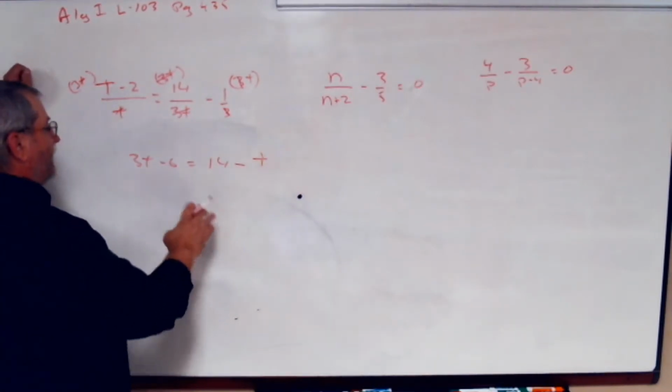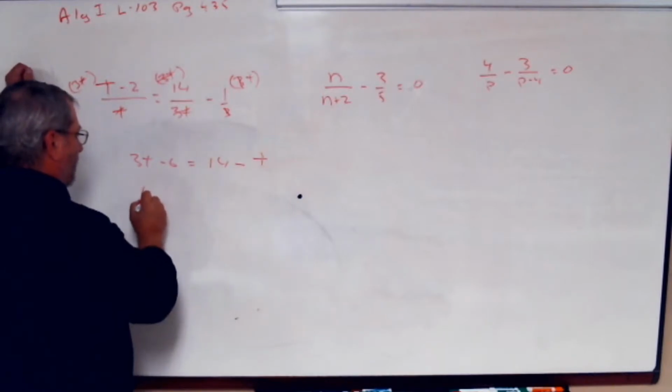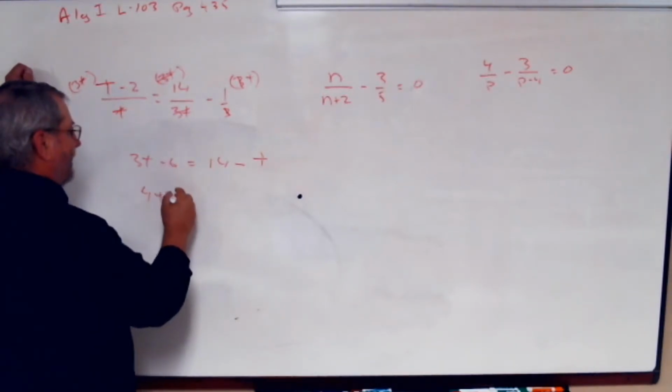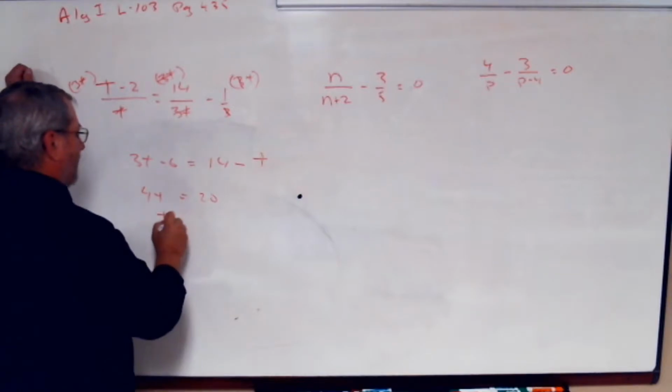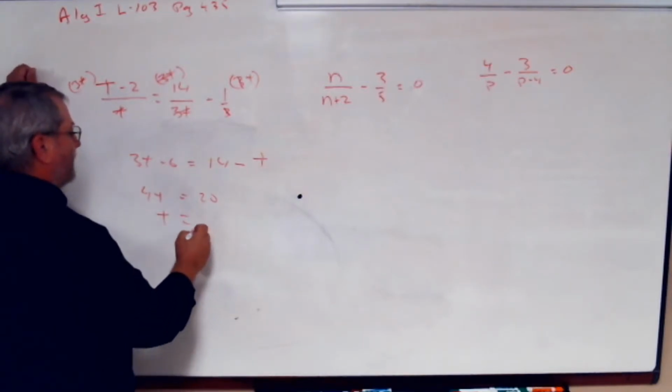Excuse me. So get rid of the smallest t right here. 4t. Get rid of this. Add it. 20. Excuse me. T equals 5.